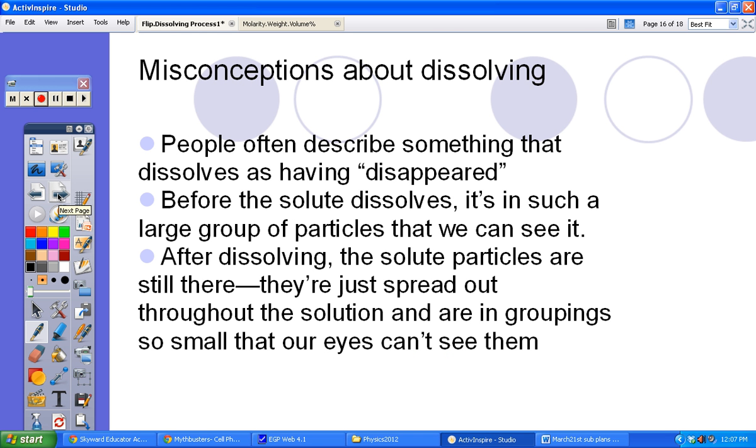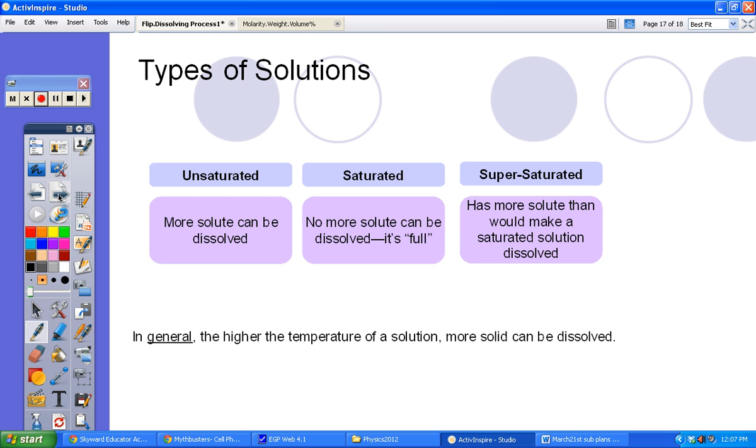Some misconceptions that people have are here. Sometimes people refer to dissolving as disappearing. It actually doesn't disappear because you can still taste sugar. You can still taste salt in the solution. These are the types of solutions, and this is really important for your activity tomorrow. Unsaturated means that there is more solute that can be dissolved. So this would be a clear, colorless solution, in the case of salt, for example.